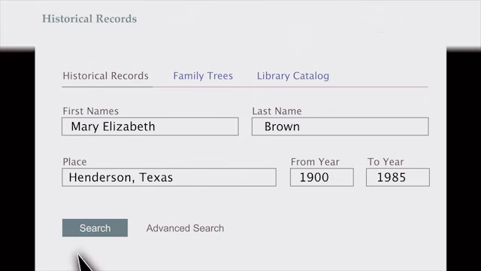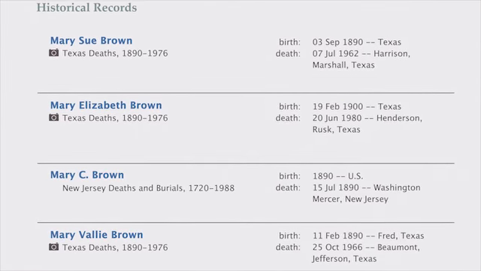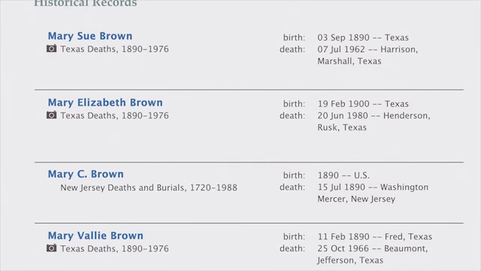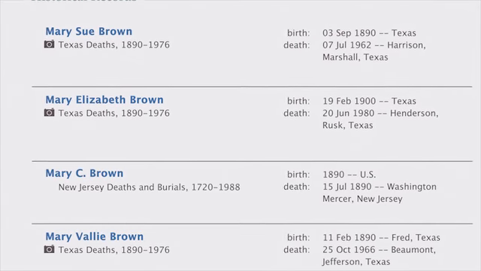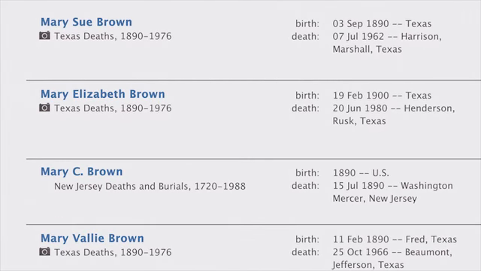Click the search button and a list of records appears. These are records that might have information about your ancestor. The records are not listed in alphabetical order. They are listed by how closely they match the information you entered.